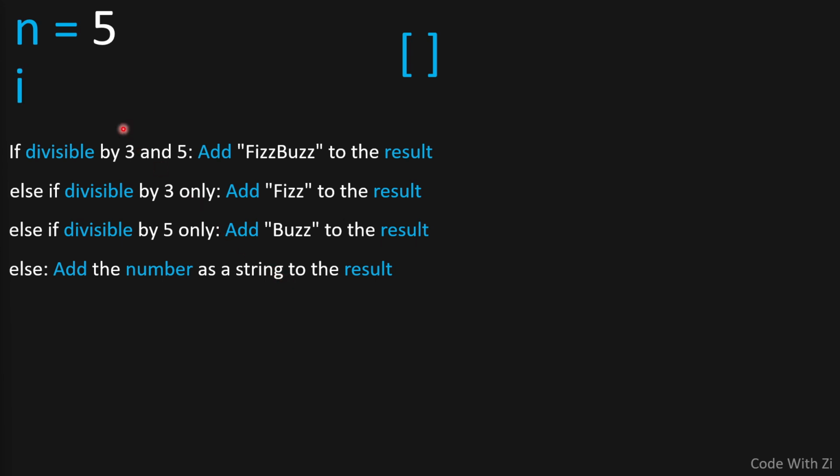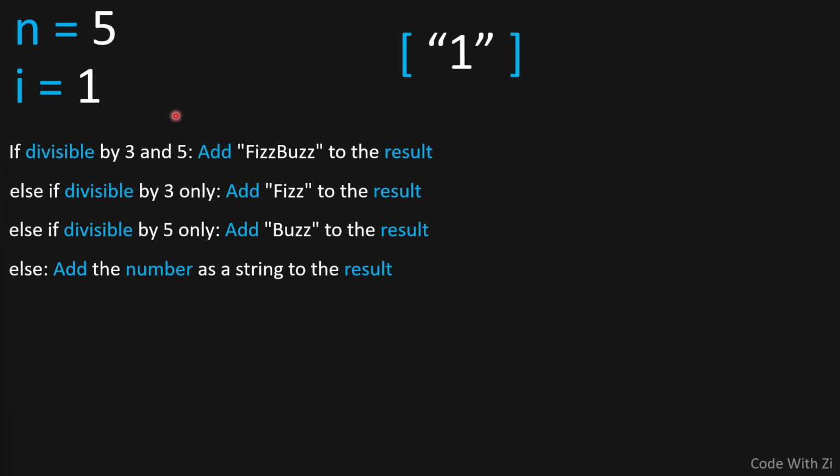Now let's do this. We're gonna have a variable called i because we're gonna be looping from i being equal to 1 all the way to n. For example, now n is 5. So in the beginning, i is gonna be 1. We're gonna be checking if 1 is divisible by 3 and 5. Nope. Is 1 divisible by 3? Not really. Is 1 divisible by 5? Nope. And therefore, we're just gonna add the number as a string.